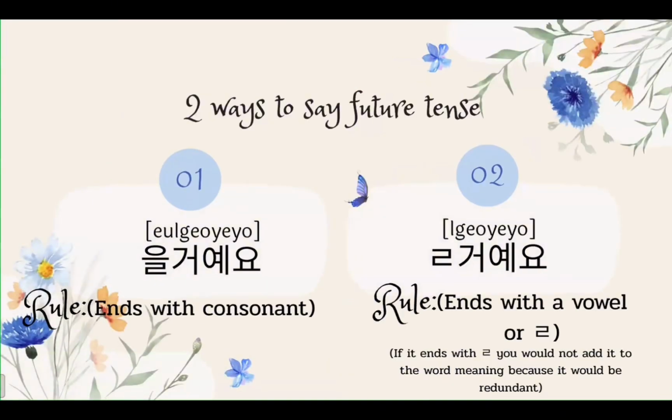2 ways to say future tense. The first way is 울 거예요. You would use the first one if the syllable block ends with a consonant. Now for the second one, 릴 거예요. You would use that if the syllable block ends with a vowel or the consonant 릴. An important thing to remember is if the syllable block ends with the consonant 릴, you would not add it because it would be redundant.